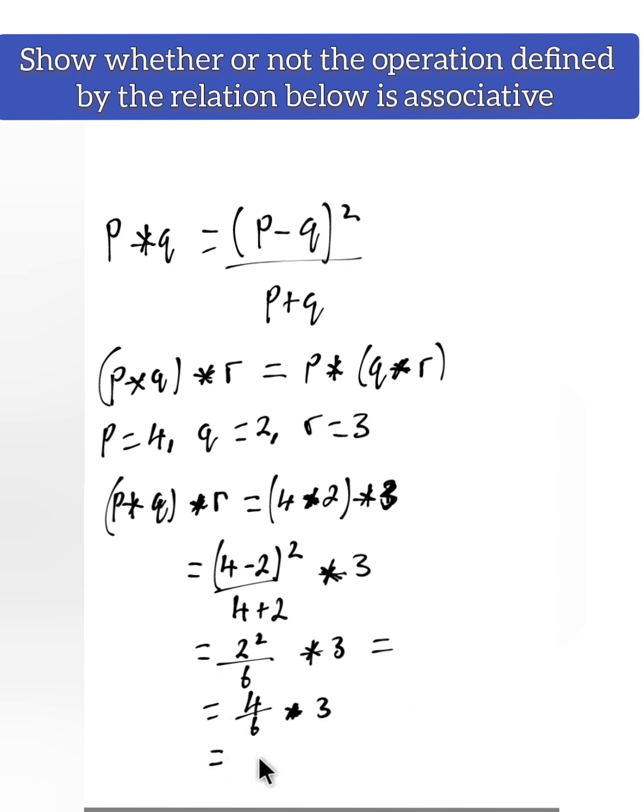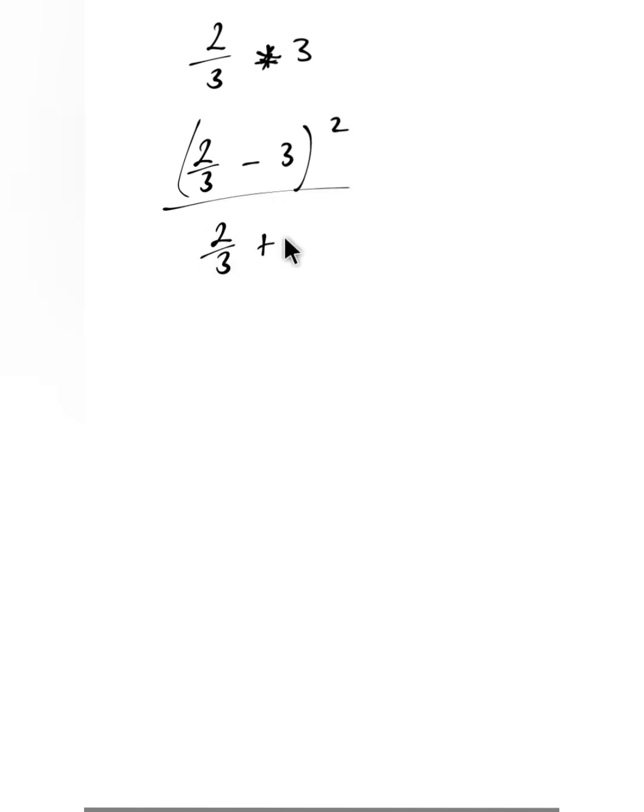Now 4 over 6 is the same as 2 over 3 when we divide both sides by 2, operation 3. So this is what we have right now. We are in 2 over 3 operation 3. So using the same relation above, we have that 2 over 3 operation 3 will give us 2 over 3 minus 3 all square all over 2 over 3 plus 3.